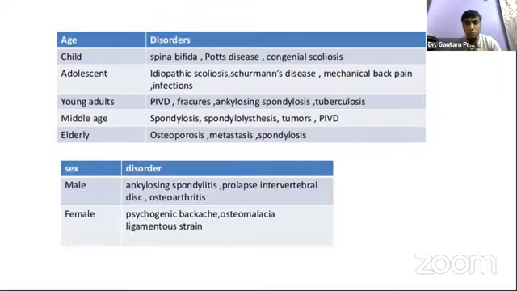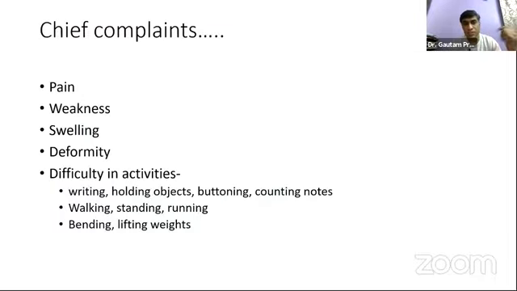Similarly, males are more prone to have ankylosing spondylitis and disc osteoarthritis, whereas in a lady, we must be well aware of osteomalacia. The prevalence is higher in ladies, and there is at times psychogenic back pain or back pain associated with menstrual history. So all these things have to be taken out while you're taking the history.